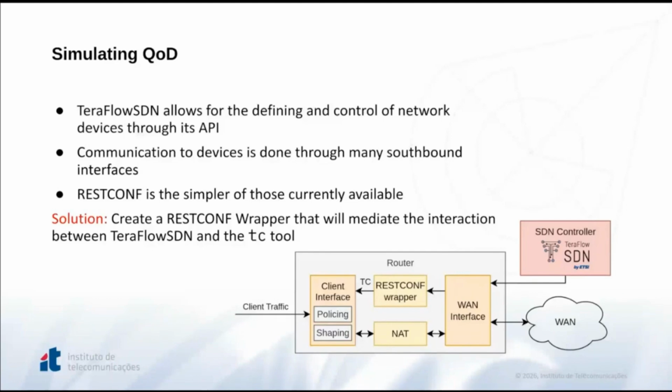TeraFlow provides its own API in its northbound interfaces for clients to make changes to the network and provides a set of southbound interfaces. In this case, we are using the RESTCONF southbound interface simply because it was the easiest to implement a device. And so our NEF emulator contacts the SDN controller to apply the QoS characteristics to our Linux router. TeraFlow then contacts our Linux router through RESTCONF, and we have a small Python script that runs a simple web server that converts all of these operations to TC invocations.